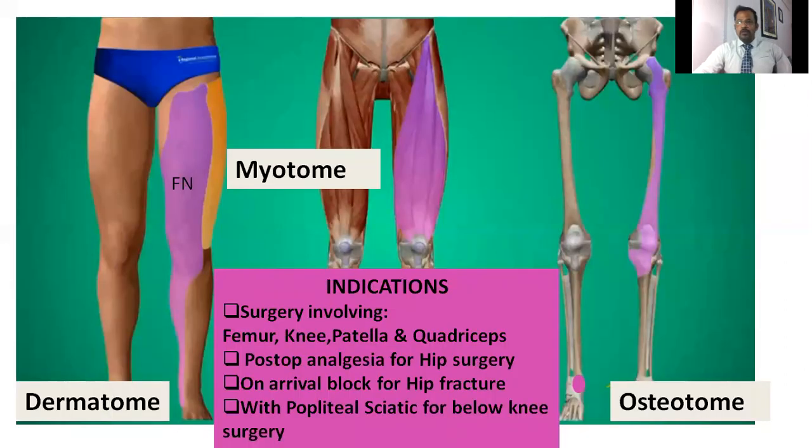Now, what are the indications of a femoral nerve block? Surgery of the femur, knee, patella, and quadriceps, post-op analgesia for hip surgery, and on-arrival block for hip fracture, and along with a popliteal sciatic block, it can be used for below knee surgery. It gives skin sensory innervation to the anteromedial thigh. It supplies all the quadriceps muscles, and it gives nerve supply to the femur, the upper part of the medial side of the tibia, and the medial malleolus.